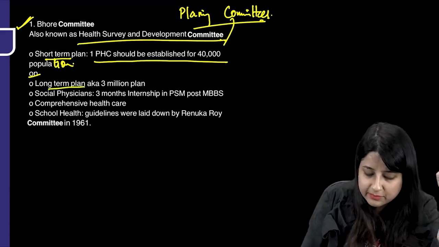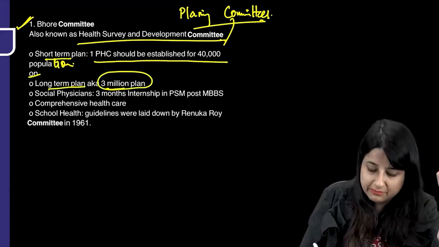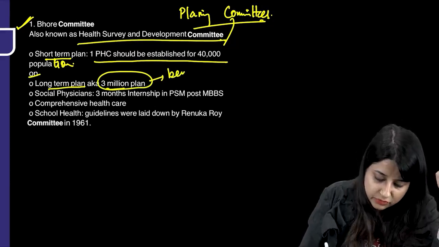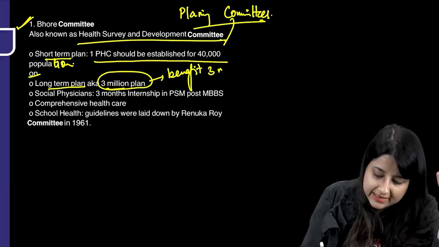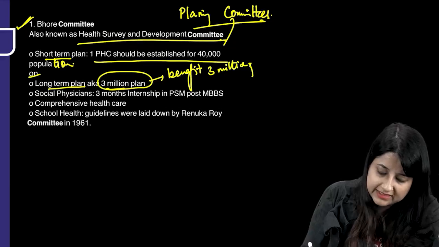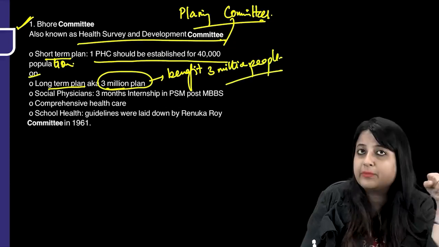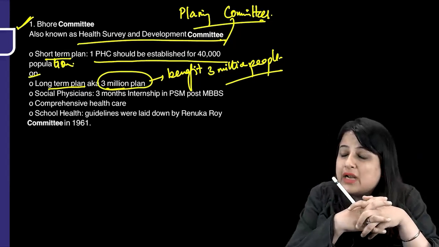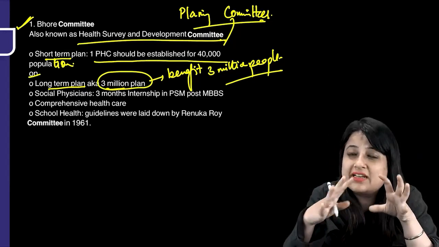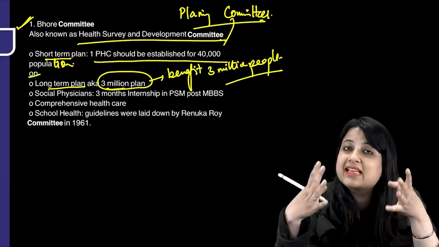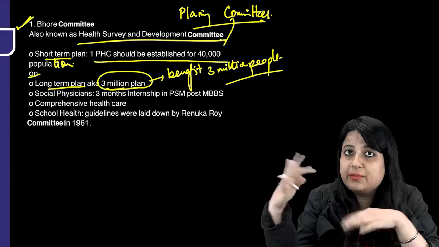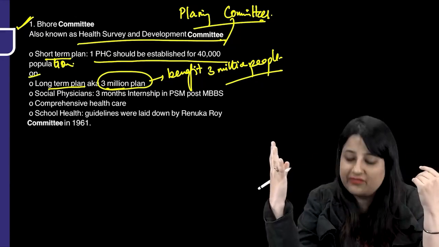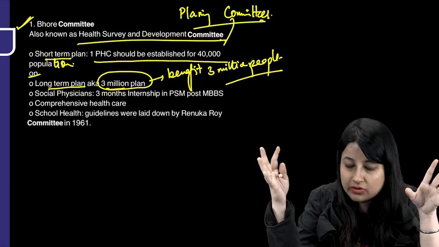And there was a long-term plan which was called the 3 million plan. What was this plan supposed to do? This plan was supposed to benefit 3 million people, in which we have seen that at primary level we should have setups with 75 beds, at secondary level setups with 650 beds, and at tertiary level setups with 2500 beds. So that was the long term plan.